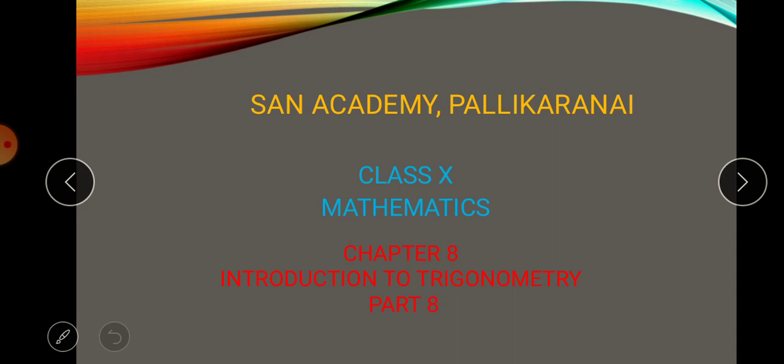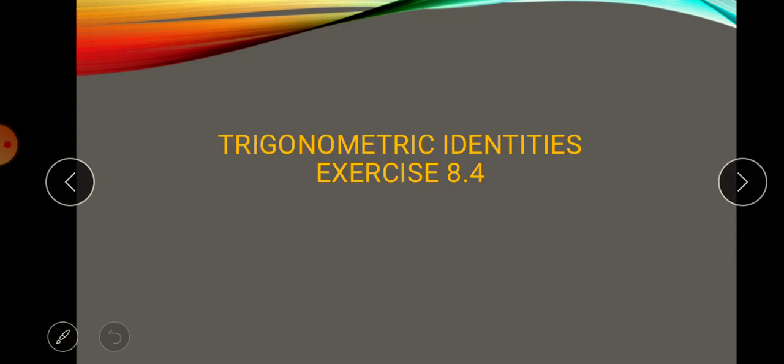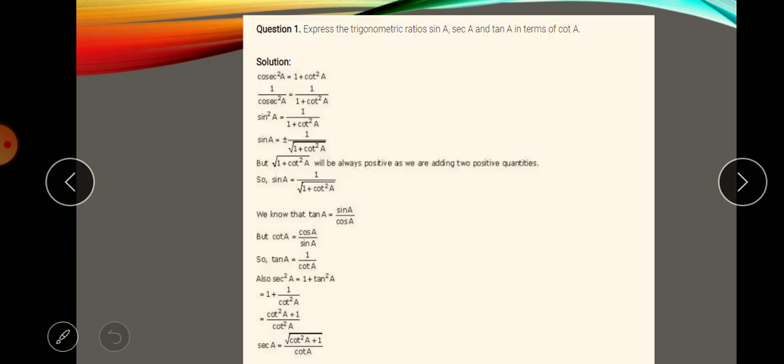Now let me see the next one, the exercise sums 8.4 based on the trigonometric identities. Let me solve the trigonometric identities exercise 8.4. This is a very important exercise. The first, second and third exercises are only for 1 mark, 2 marks. But this exercise is compulsory. You will have 3 marks or 4 marks. You should know where we have to apply what.